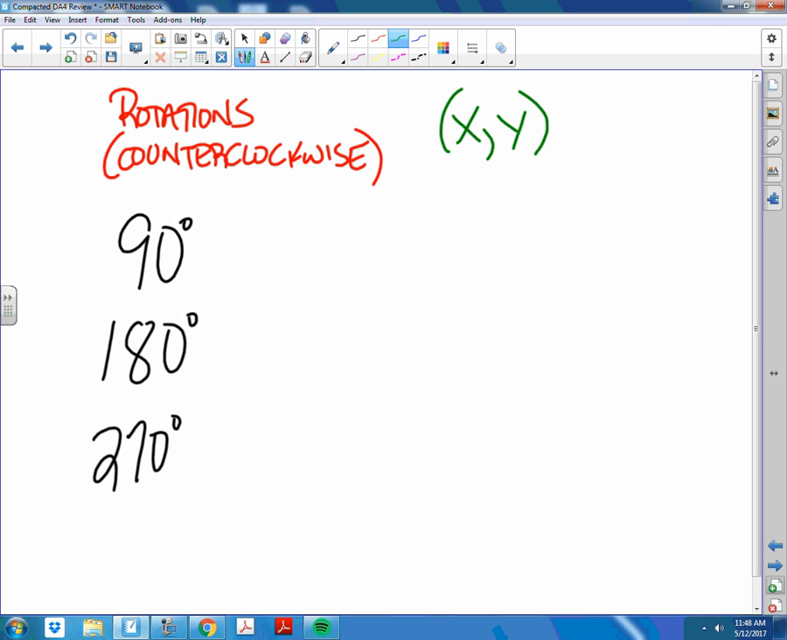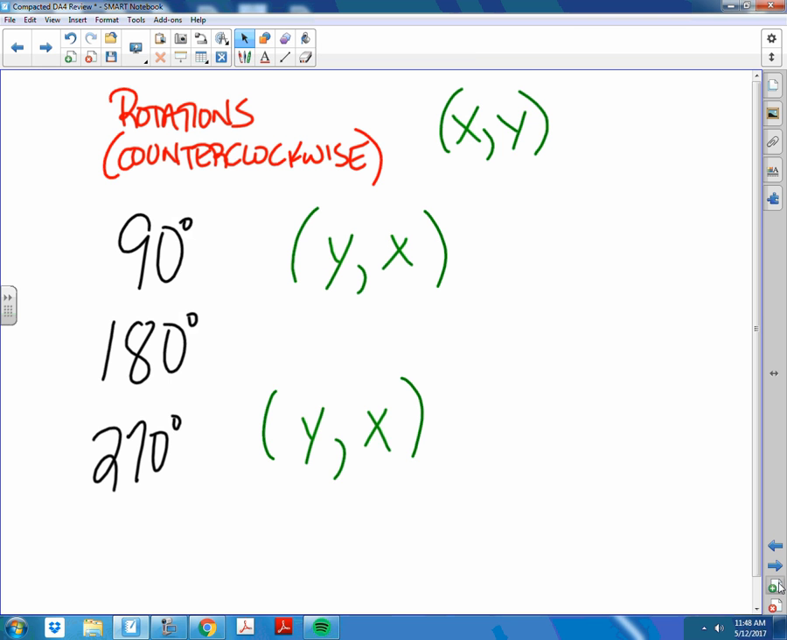We assume that we start off with an ordered pair of (x, y). Now, here's the way I do it. Number 1, for both 90 and 270, I know that the x's and the y's switch places. So in both cases, the x's and the y's switch places. In the case of the 90, the first one changes its sign, and in the case of the 270, the second one changes its sign. And then for the 180, they stay in the same order, they just both change signs.